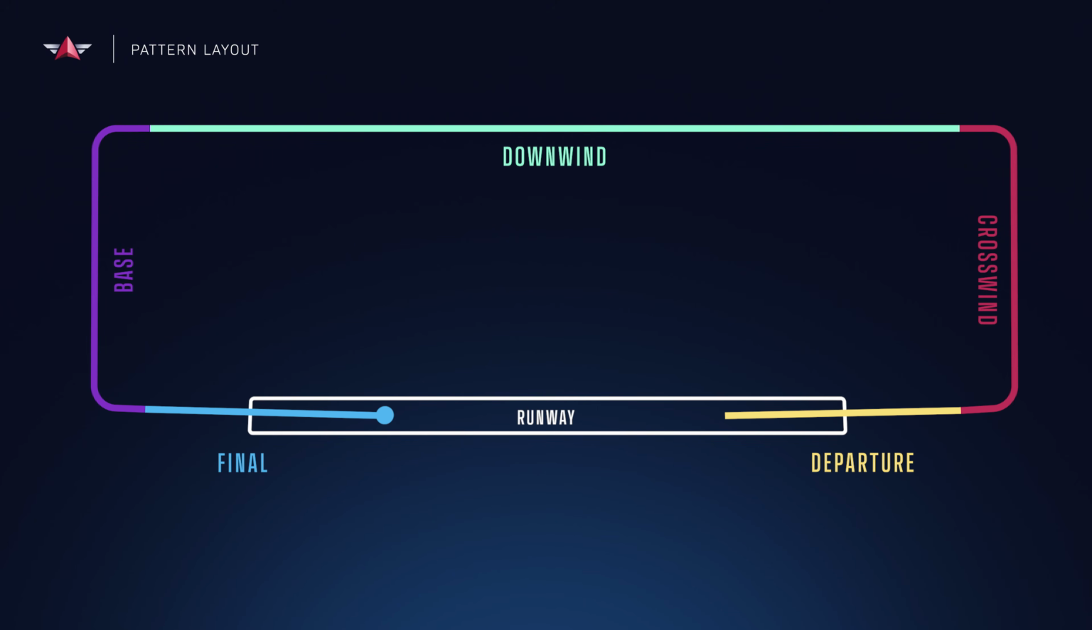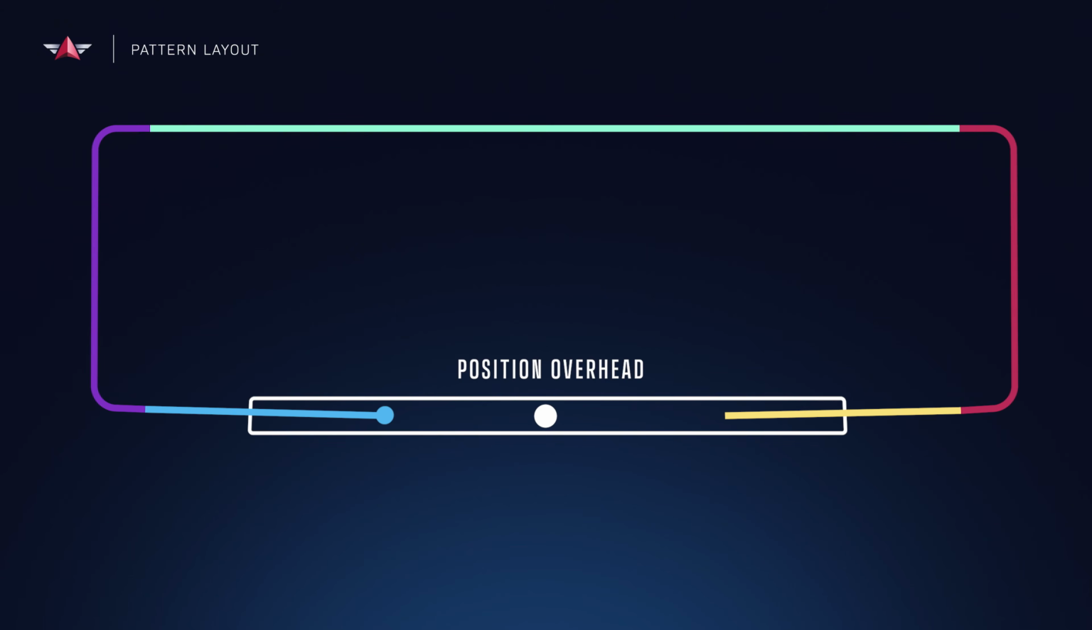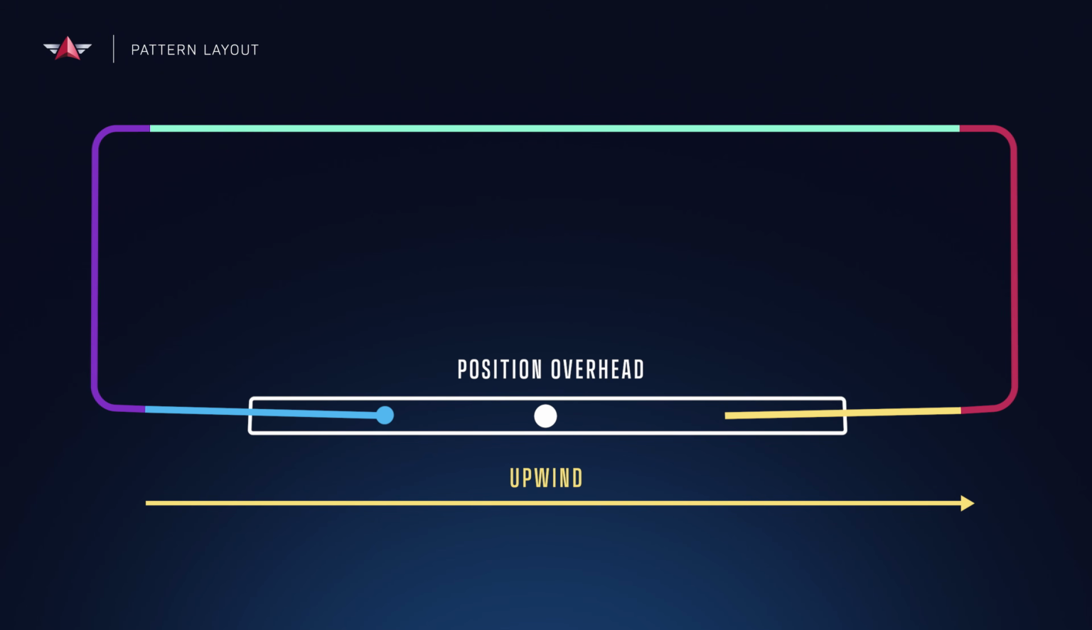Here are some final notes on the layout of the traffic pattern. We have 2 additional terms that are sometimes used as well. Position overhead indicates a position right above the airfield. Additionally, if a path is flown on the opposite side of the runway, but in the same direction as the takeoff direction, this leg is also sometimes referred to as the upwind leg. You may recall that the departure leg could also be called the upwind leg, and both of these are correct, as any leg flown in the same direction as the landing traffic is called the upwind.